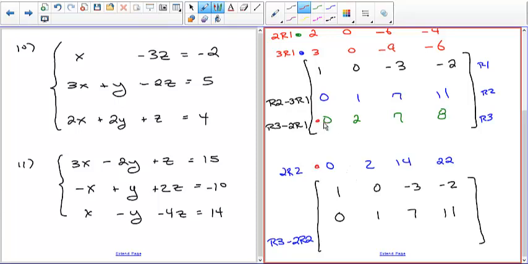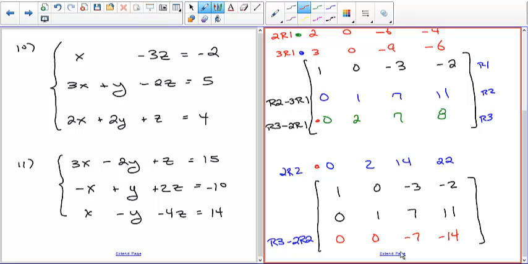So 0 minus 0 is 0. 2 minus 2 is 0. That's what we're trying to get. 7 minus 14 is negative 7. And 8 minus 22 is negative 14.